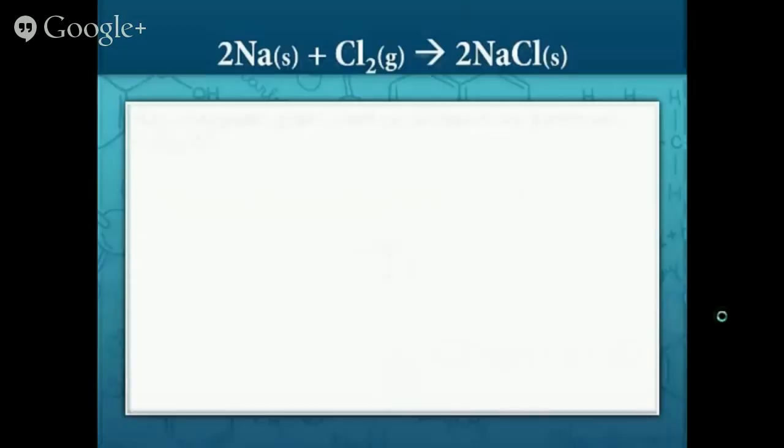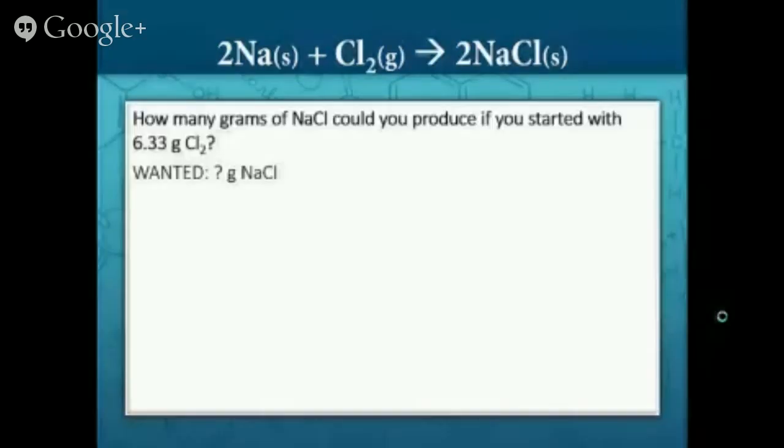Let's first start with a sample problem. How many grams of sodium chloride could you produce if you started with 6.33 grams of chlorine gas? So we want to know how many grams of sodium chloride would be produced from 6.33 grams of chlorine gas. This is a typical stoichiometry problem.